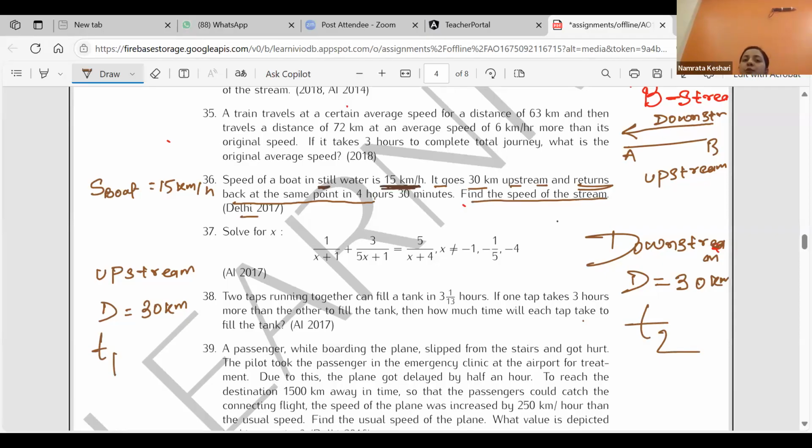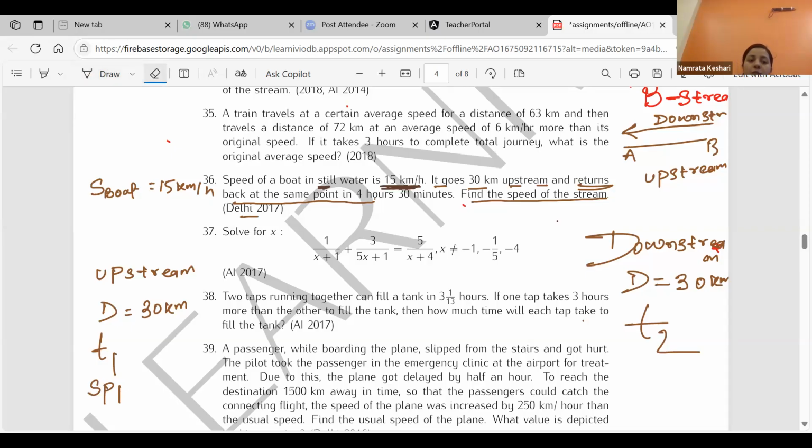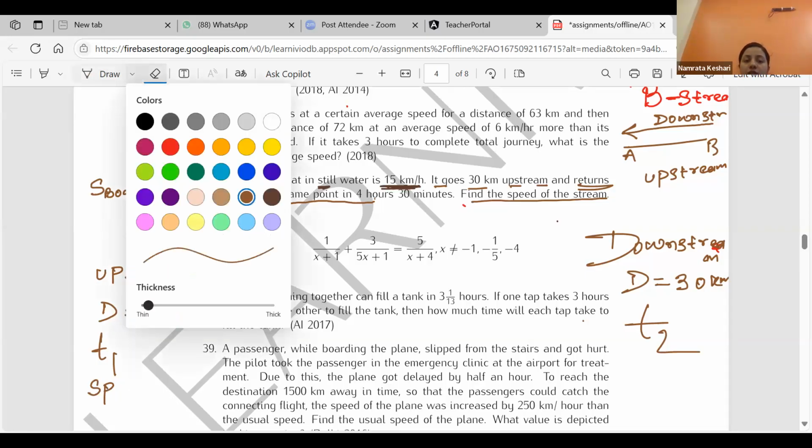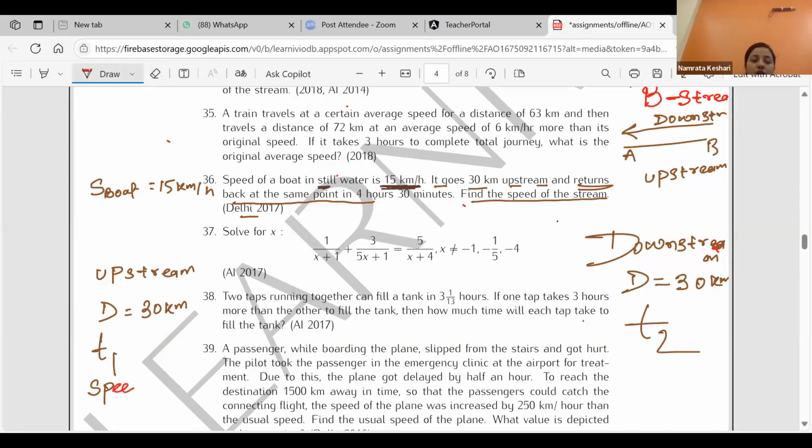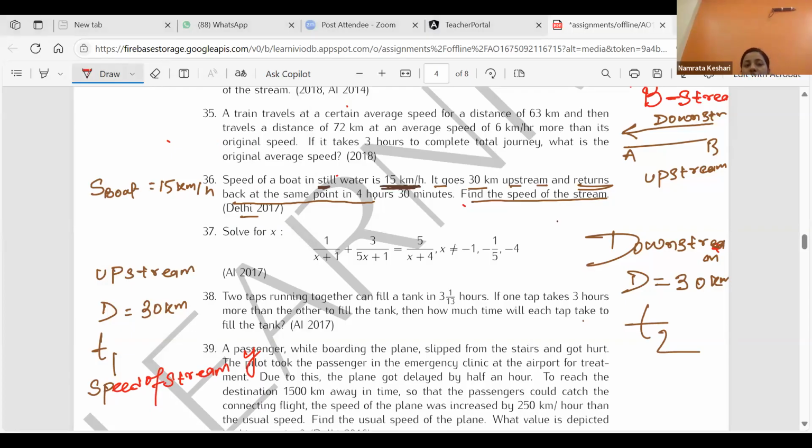We don't know the speed of the stream, so you have to take into consideration that suppose the speed of the stream is X or maybe Y. You can call it X, you can call it Y, your wish. I'm taking Y, you can also take X. Now we will make the equation.